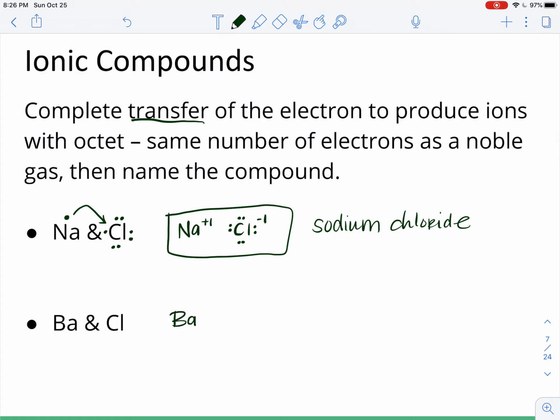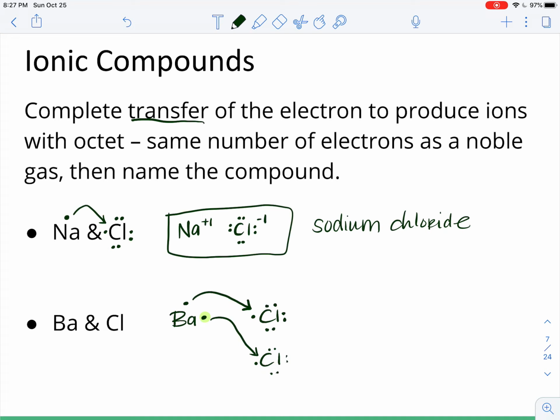Barium. Here's 2 valence electrons. All right, and then chlorine. Here's 1, 2, 3, 4, 5, 6, 7. All right, well, I can see that barium can donate one of those electrons to chlorine, but it still has another valence electron. So it still has this guy. So what we can do is actually add another chlorine that will accept that electron. So now we have somewhere else to put it.